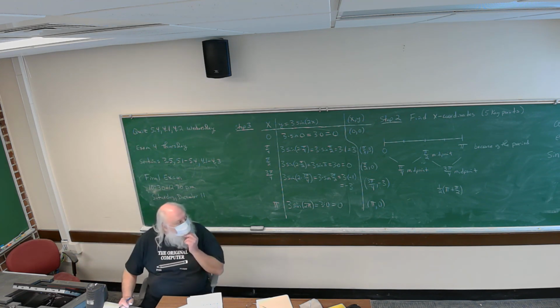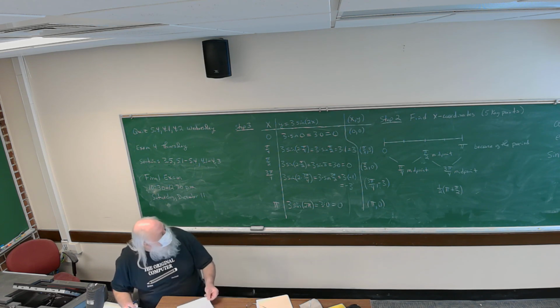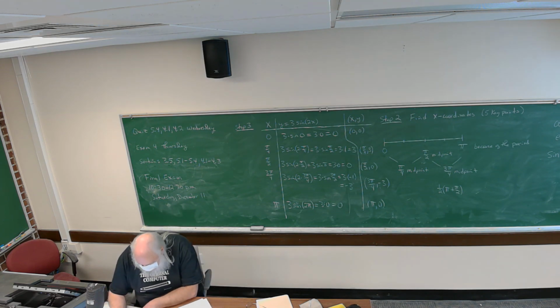And now we plot the points. The first one is 0, 0. That's right here. That's the origin. The next one is pi over 4, 3. So here's x equals pi over 4, and we go up 3. And then the next point is pi over 2, 0, which is an x-intercept right here. And then we have 3 pi over 4, negative 3. So here's 3 pi over 4. We go down 3. And then we have pi, 0, which is another x-intercept.